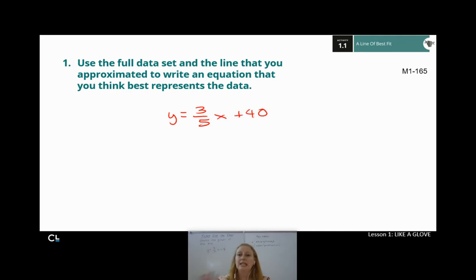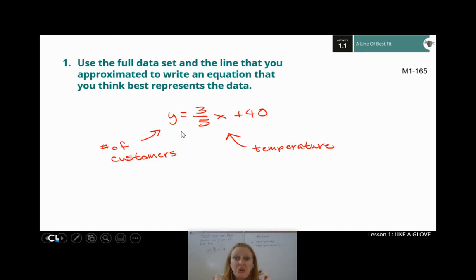So I'm just using this to estimate things. Now that I've done that, remembering that X is my temperature, and I'm going to point that out. X is the temperature, and Y is our number of customers. So I'm just making some notes here. Again, your equation probably looks different than mine. That's okay. There's nothing wrong with that.